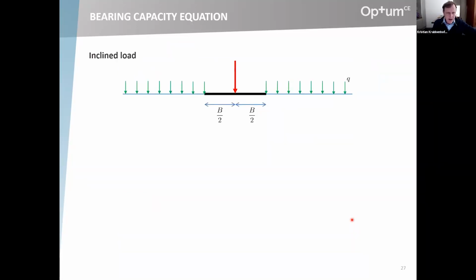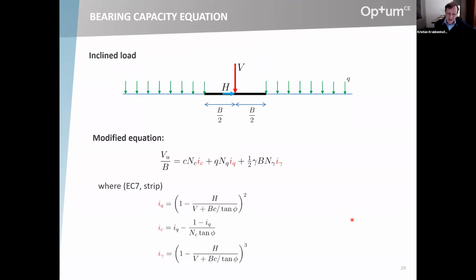Then I wanted to say something about inclined loading. So loading where the load is inclined like that, or you can think of it in a different way. You can think of it as still having a vertical load and then also a horizontal component. So you could think of determining the ultimate vertical limit load given a certain horizontal load. And that's the way the bearing capacity equation works. It still is with respect to the vertical load, but inclination factors are now included to take into account that there is a horizontal load as well.